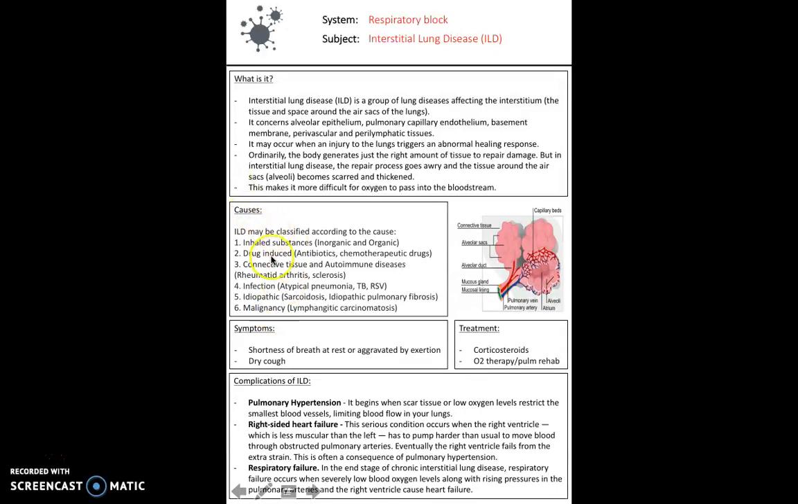So you can classify interstitial lung disease by cause, and symptoms really are shortness of breath and dry cough. Be aware of complications as well, so pulmonary hypertension, right-sided heart failure and respiratory failure. So we've covered respiratory failure. Pulmonary hypertension is something quite useful to be aware of as well. So it begins when scar tissue or low oxygen levels restrict the smallest vessels, limiting blood flow in the lungs. So it's basically hypertension of the lungs, the blood vessels in the lungs. So blood pressure in the lungs should be lower than that of the normal blood pressure anyway in the body. So hypertension obviously is increasing that pressure.